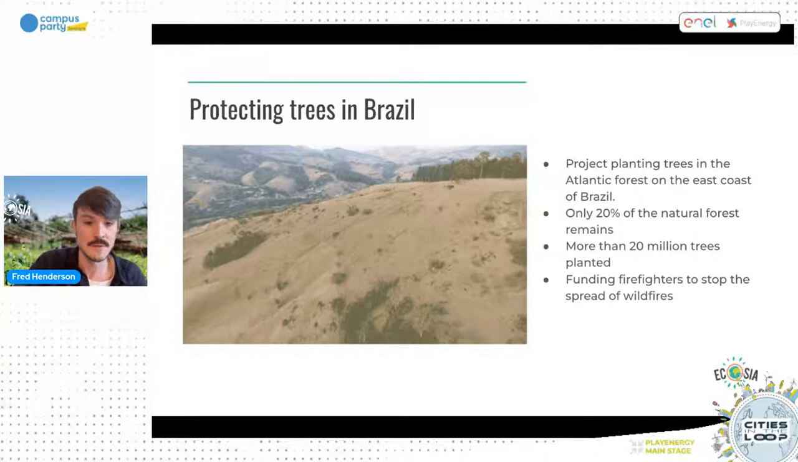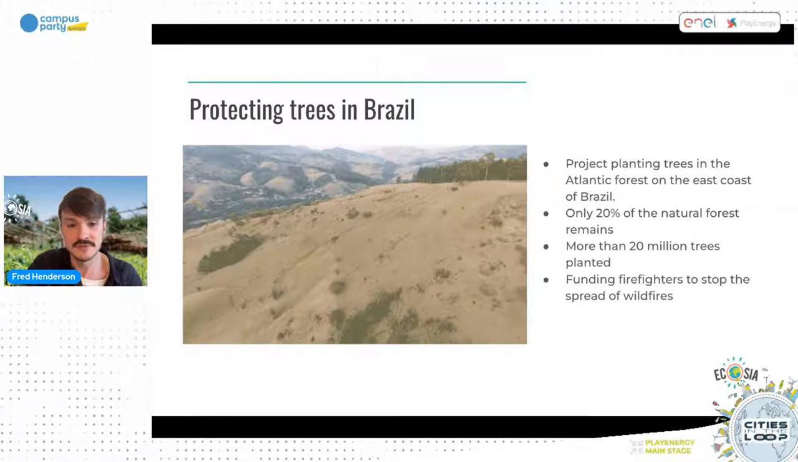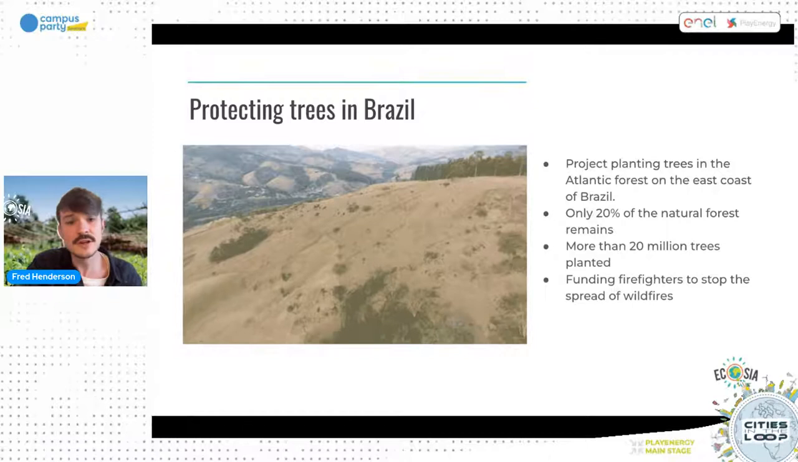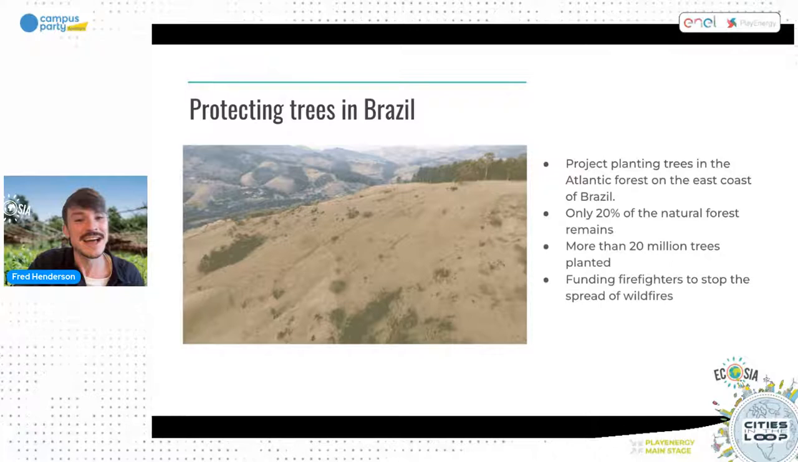And so if we can restore places like the Atlantic forest, it really does give us hope that we can plant trees and we can restore areas that have been deforested, not only to sequester carbon, but to also bring ecosystems back to what they once were. So we have planted over 20 million trees in the Atlantic forest. And we're also working with firefighters there, helping to stop the spread of fires in this area.